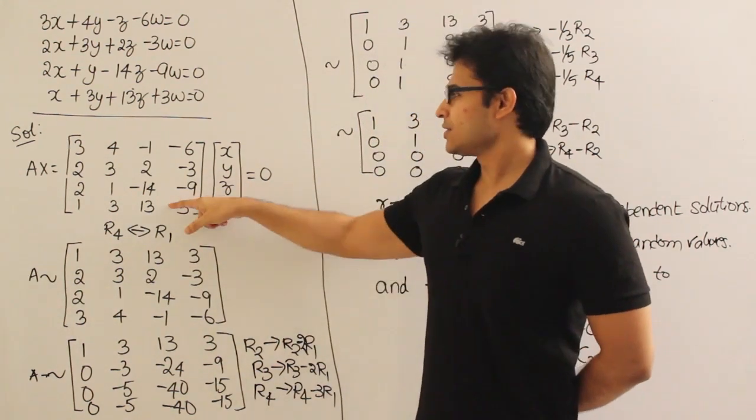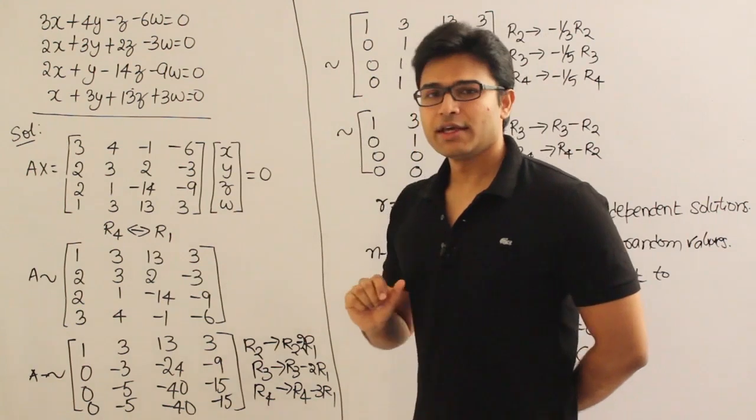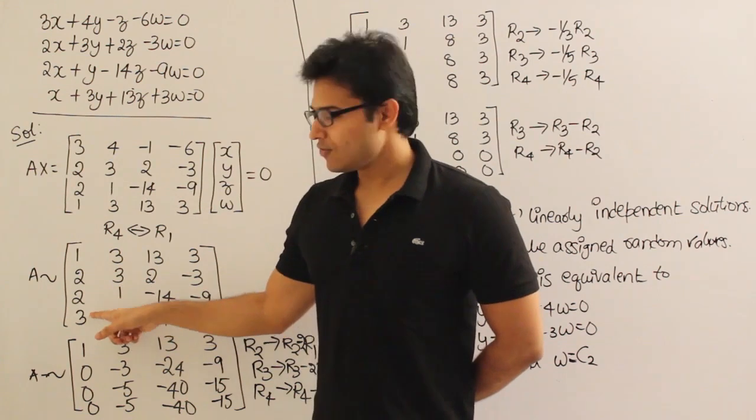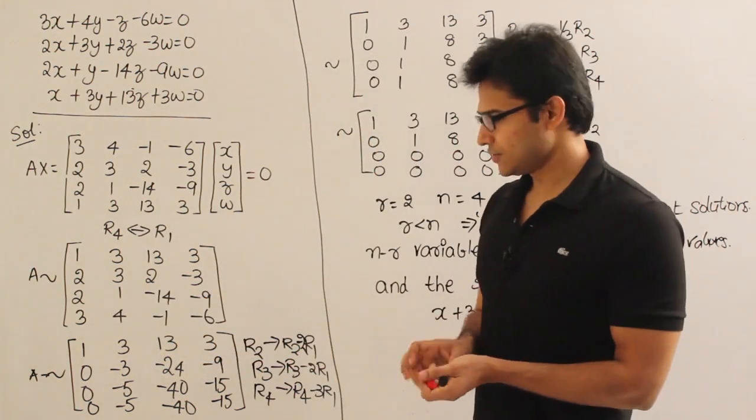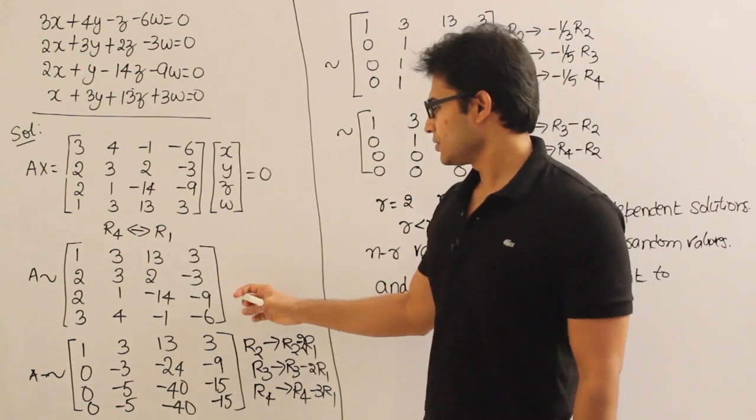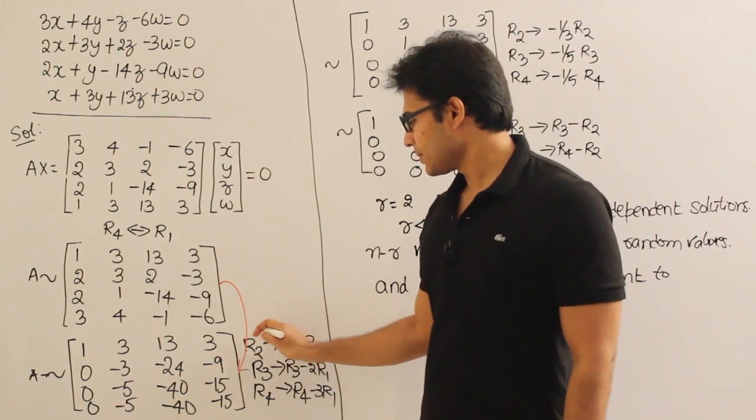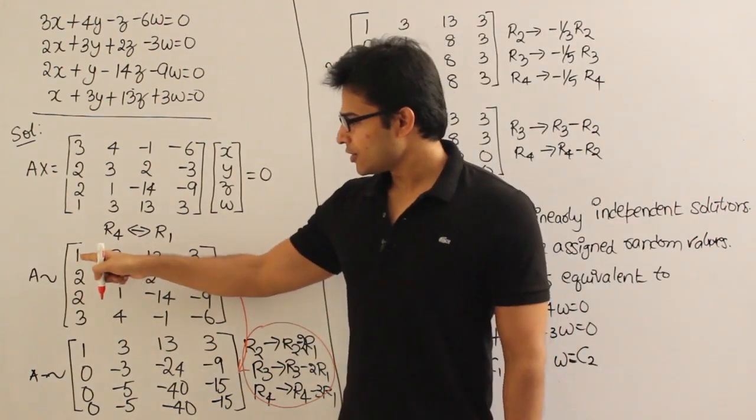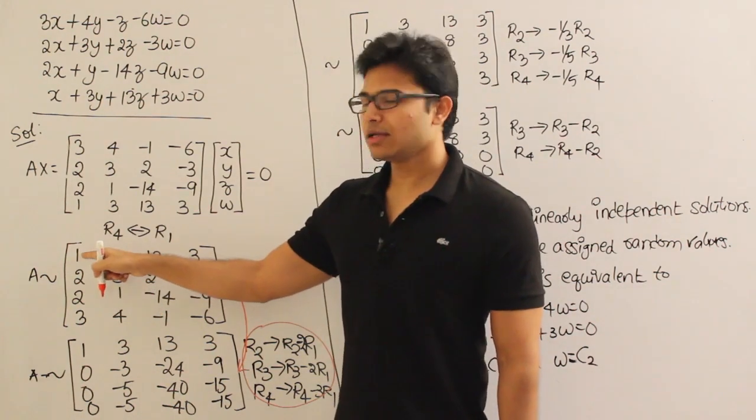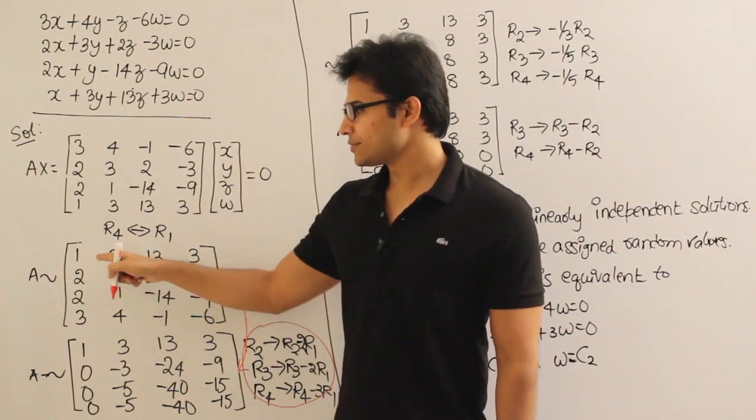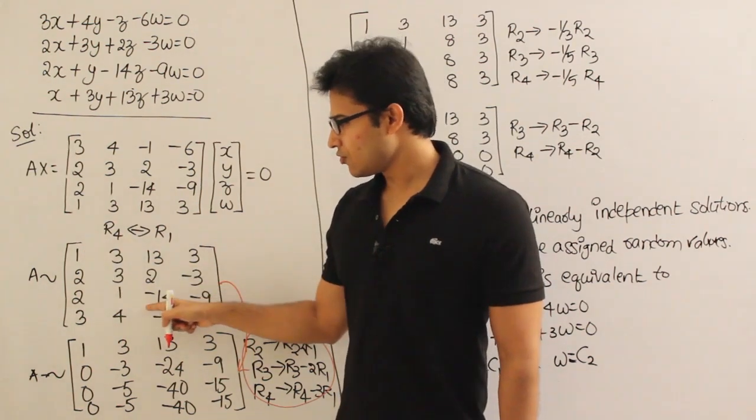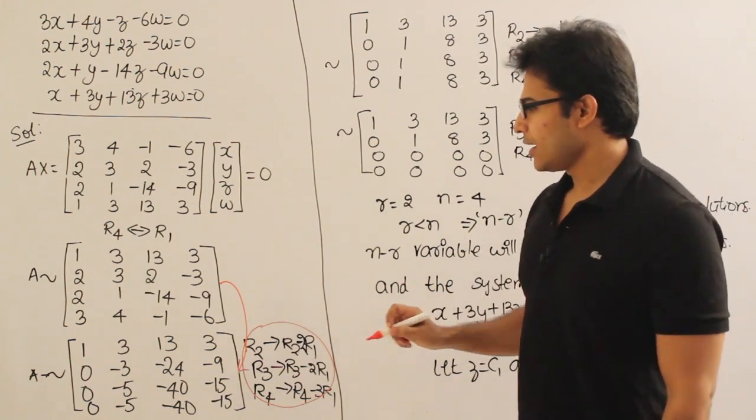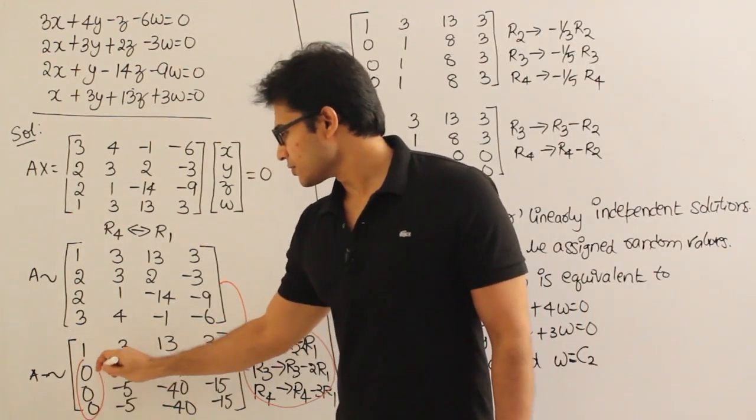So now I am just exchanging R1 and R4. Yes, I got this. Now using this particular element, I'll be making all these elements zeros. For that reason, I am applying these transformations. From this one, I got this one by applying these transformations. So what are the transformations? From R2, I am subtracting 2 into R1, and from R3, I am subtracting 2 into R2. And from R4 I am subtracting 3 into R1. That is what is done here.